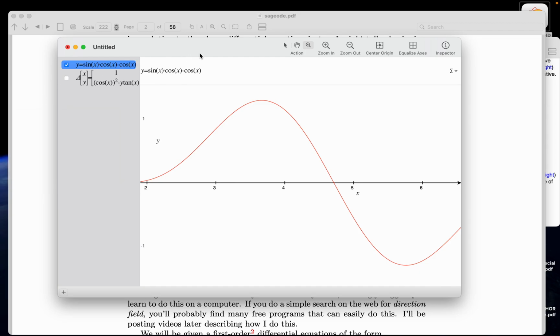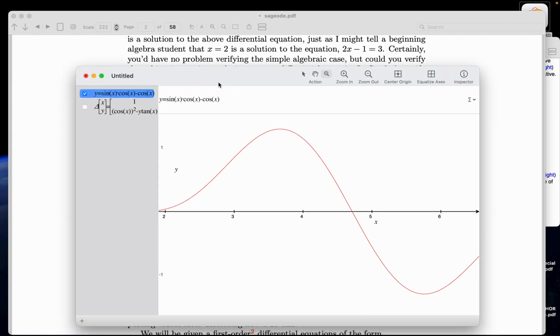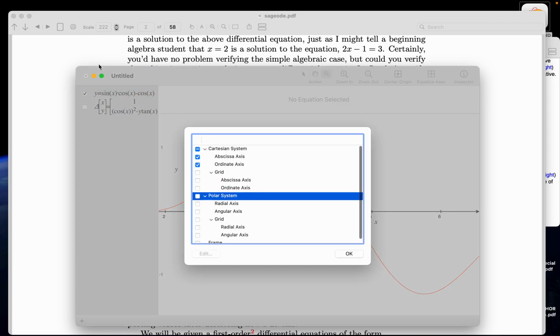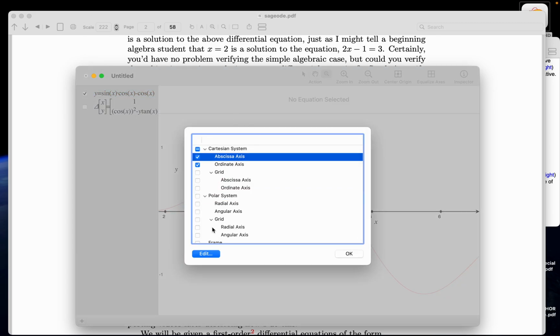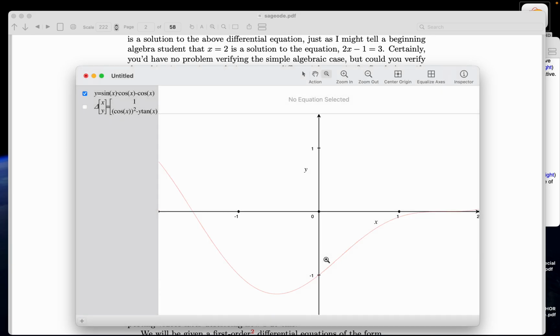The next thing I want to do is change the viewing window, because remember we said the solution is valid between minus pi over 2 and pi over 2. All right? So, pi over 2, roughly 1.5. So I'm just going to make the window from minus 2 to 2. Let me change the axis and grid to that. And let's take a look at that. So axis and grid. And I'm going to change the abscissa to minus 2. Oops, I'm sorry, up here. Minus 2 to 2. And the scale is going to be 1 unit at a time. All right, so I got that graph over there.